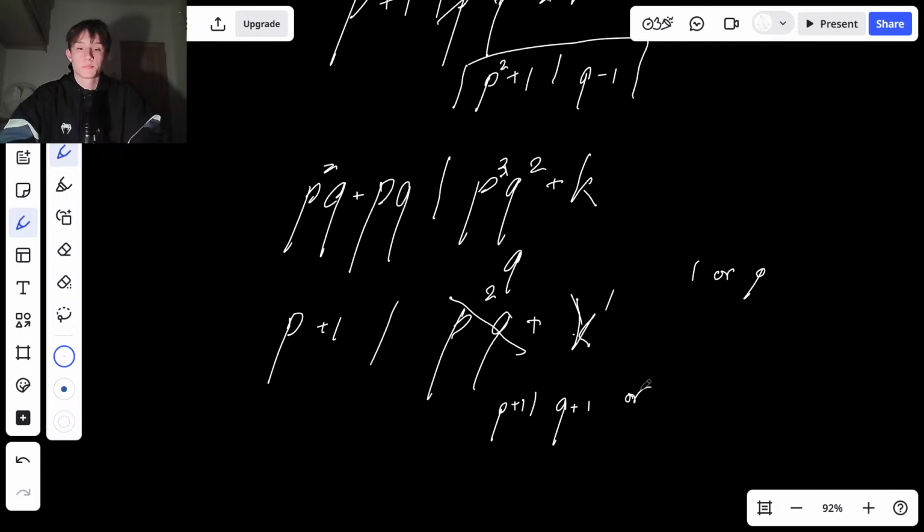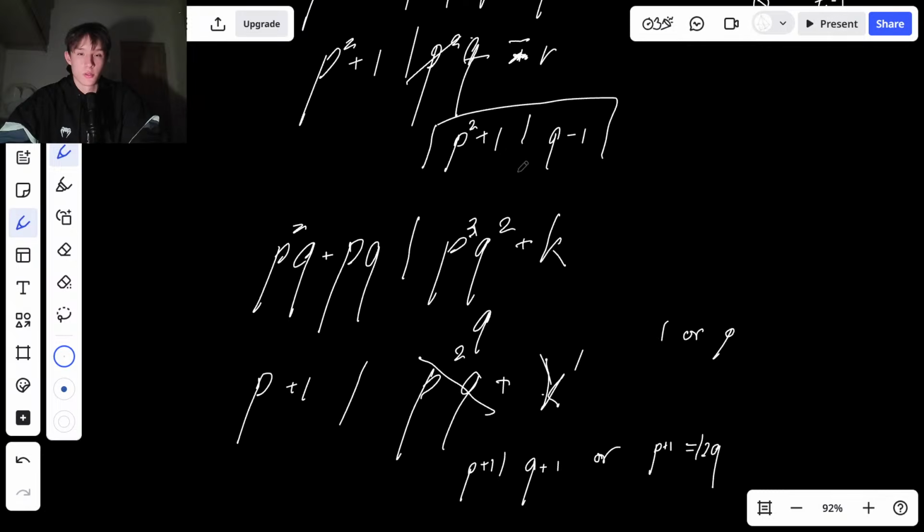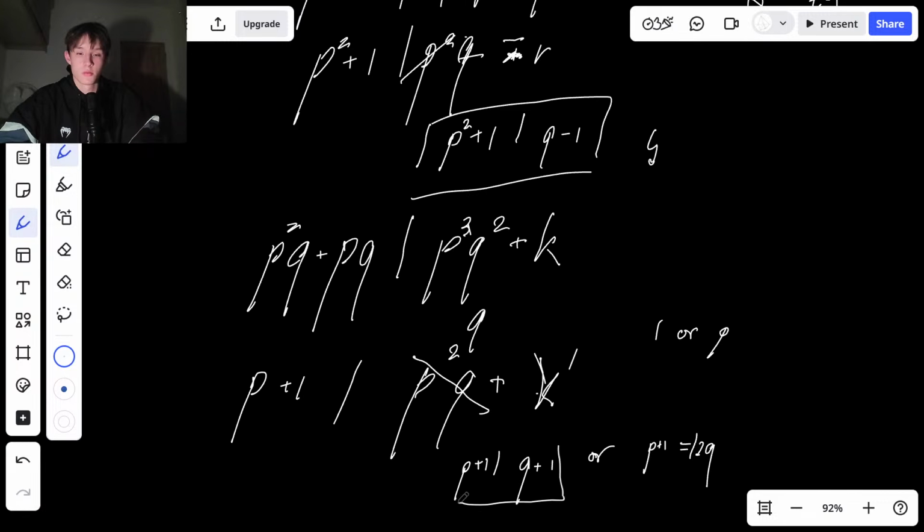Or q divides, so p plus 1 divides 2q. But then p plus 1 is divisible by 2, so it must be equal to 2q. So p plus 1 is equal to 2q. But if p plus 1 is equal to 2q, this is just not true. So contradiction. And also q is smaller. So p plus 1 must divide q plus 1.